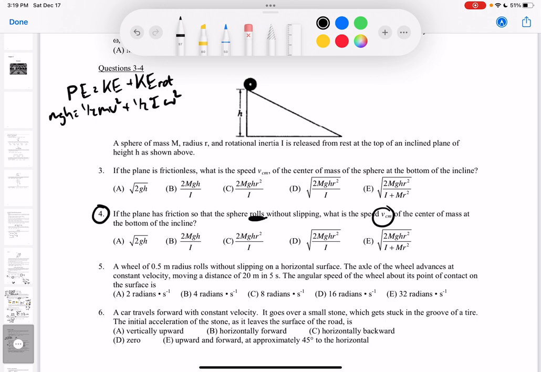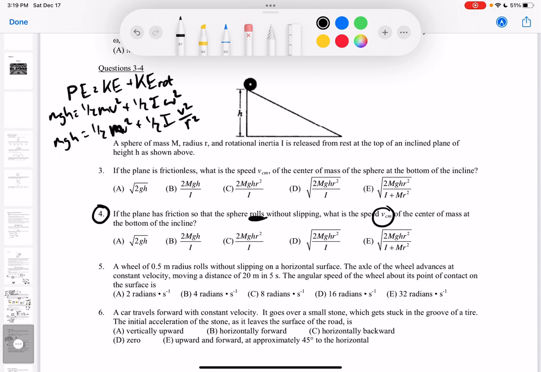Okay, and then I need to plug in for omega because I don't want omega in my final answer, right? And so this will be mgh equals 1/2 mv squared plus 1/2. Now they say I is just I, so I have to leave it there. I can't do 2/5 mr squared or anything. I just have to leave it as I. And then this is going to be v squared over r squared. Okay.